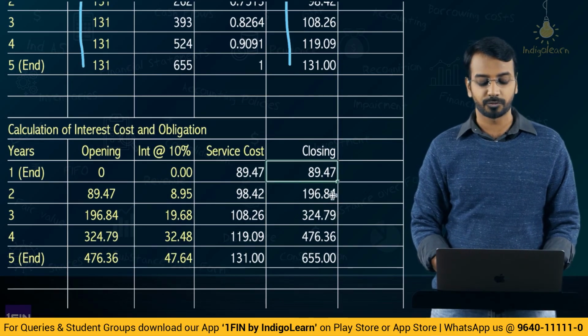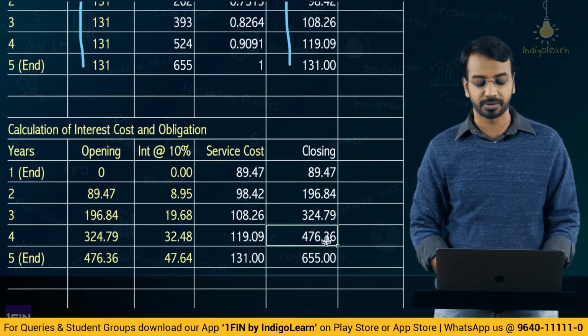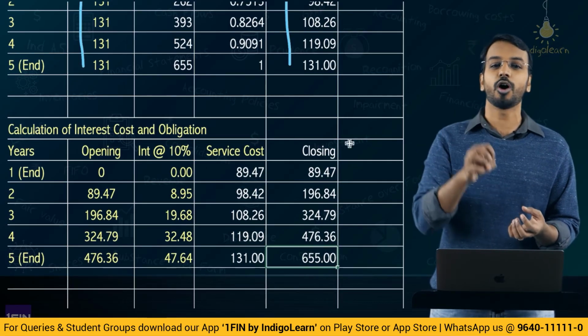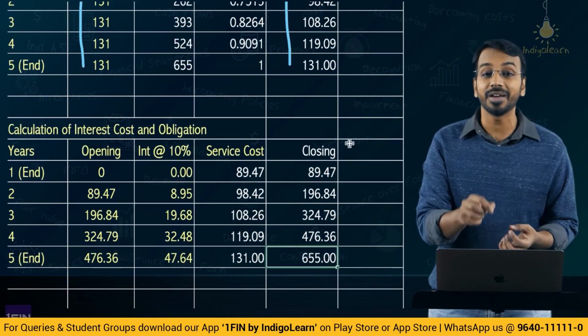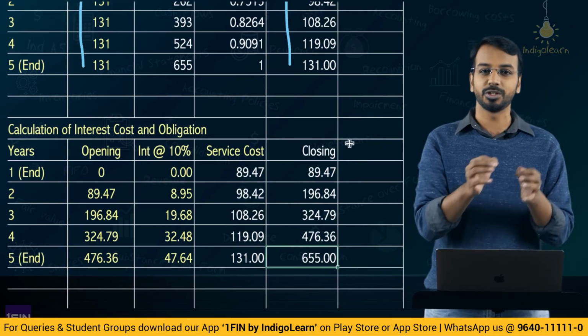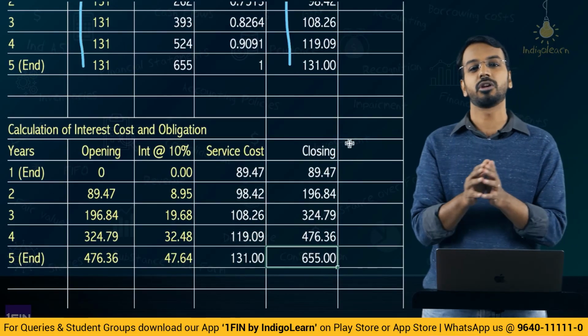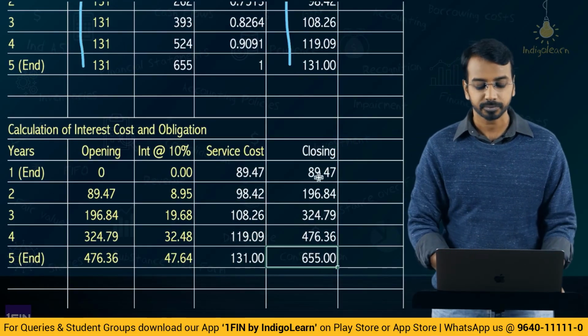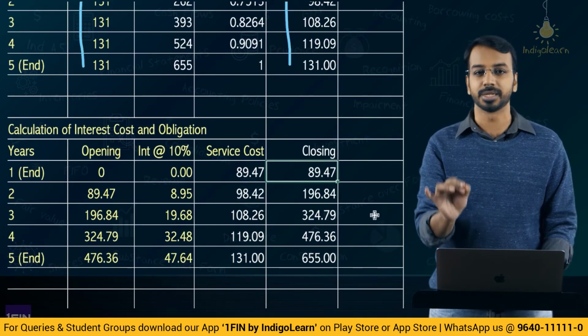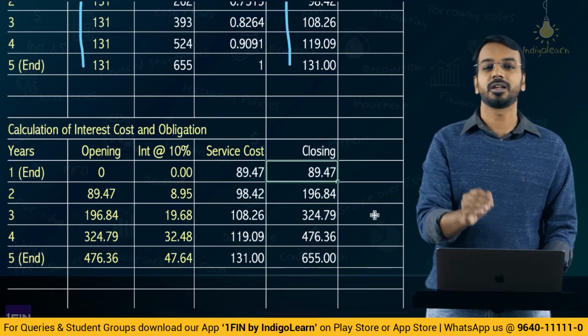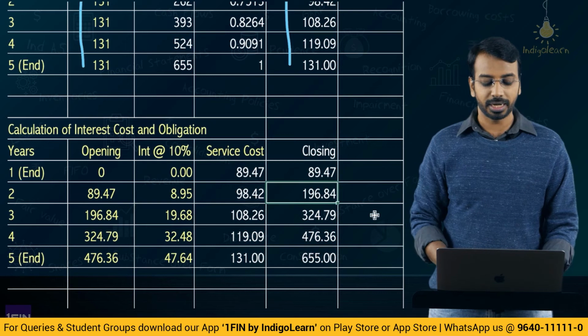And what is this 89.47, 196, 324, 476, 655? This is nothing but the present value of obligation, or the benefit which is payable as at the end of the period for services already rendered. What do I mean by that? 89.47 represents the obligation at the end of year 1 for services rendered in year 1.